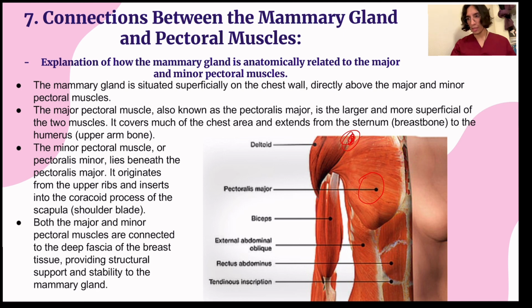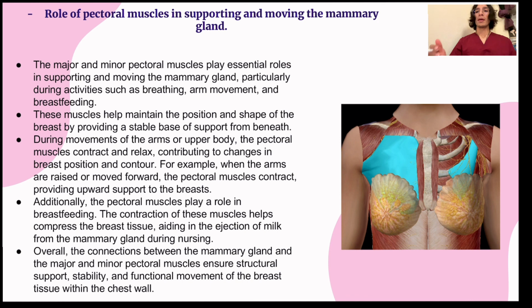Here, deeper. The major and minor pectoral muscles are connected to the deep fascia of the breast tissue, providing structural support and stability to the mammary gland. Role of pectoral muscles in supporting and moving the mammary gland.